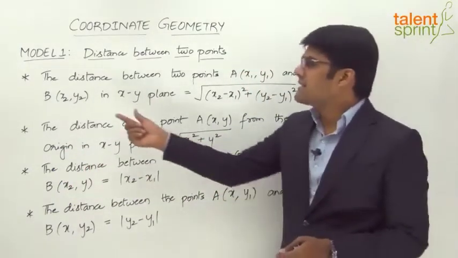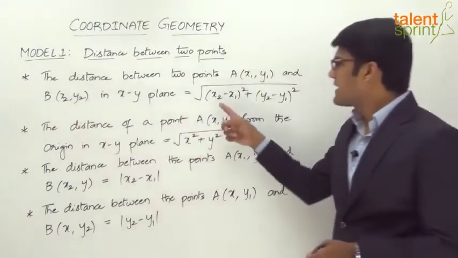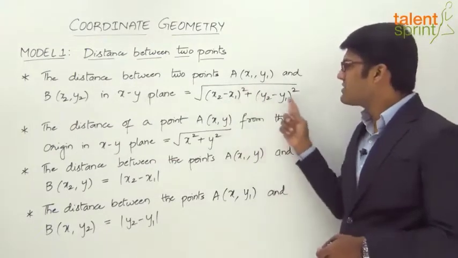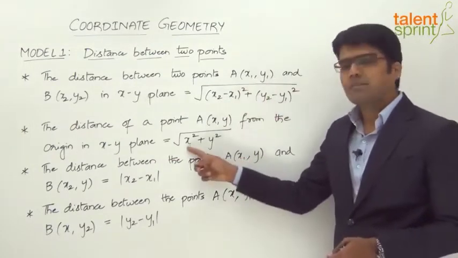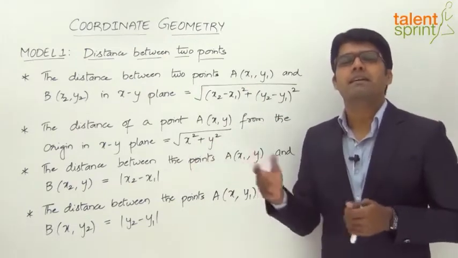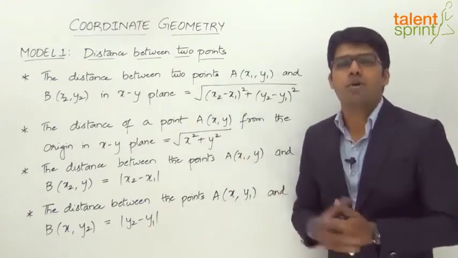So what happens? The second point in our first statement becomes 0, 0, right? So x2 is 0 and y2 also is 0. So what do we get? x1 squared plus y1 squared under root. That is nothing but x squared plus y squared under root. So when we have to measure the distance from the origin, simply take root over x squared plus y squared, where x and y are the coordinates of the point A.